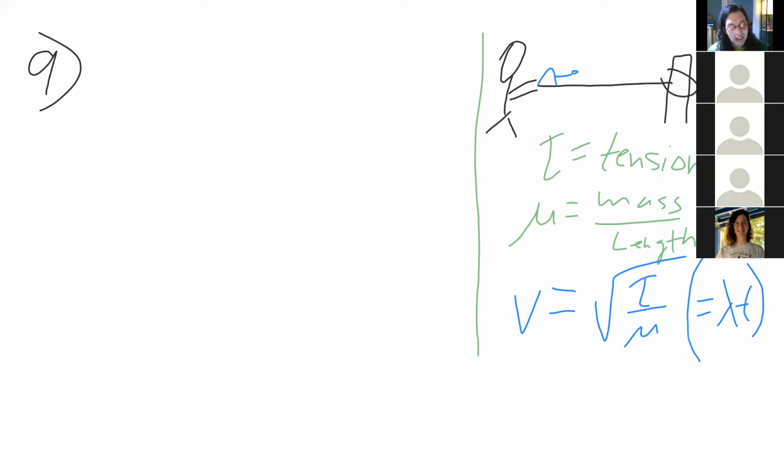All right, so they give me my mass per unit length, they give me my tension. Notice my mass per unit length is grams per centimeter. Please, please, please convert to kilograms per meter.